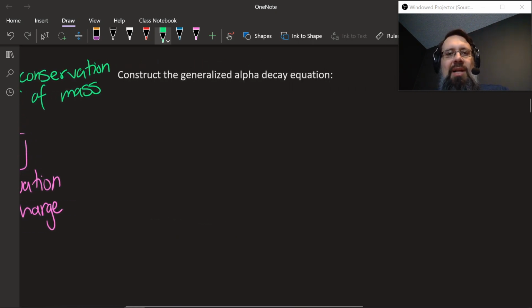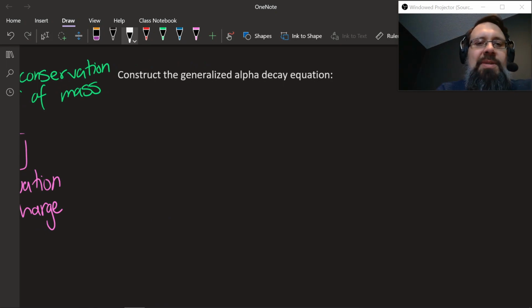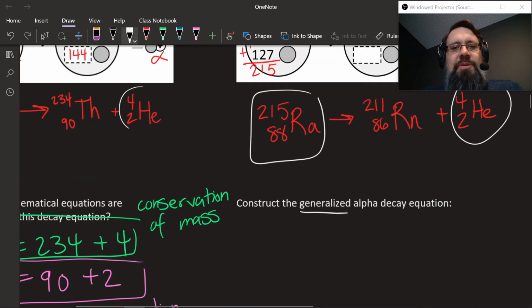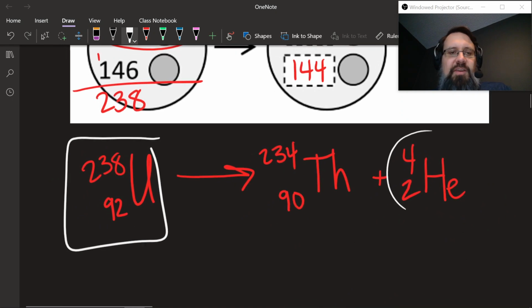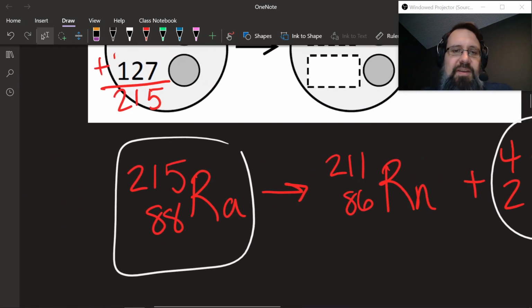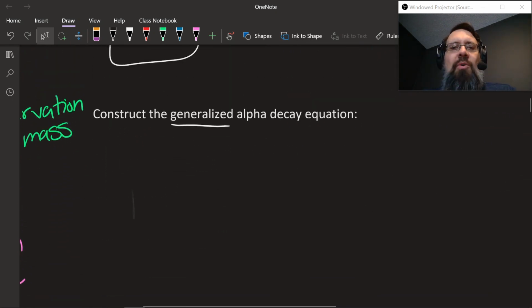Construct the generalized alpha decay equation. All right, so when we say generalized, it means these were specific equations. Like this is specific to uranium-238. This is specific to radon-215. But what would a generalized equation look like?